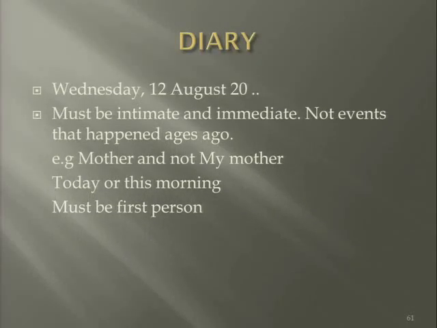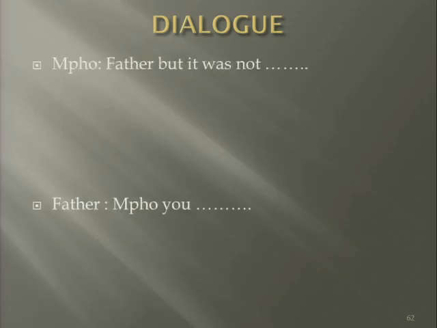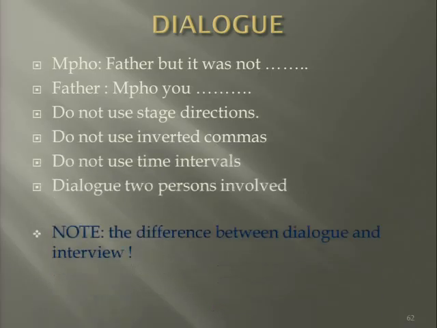And the format of your diary. You always have to indicate the day, the date, and the year. For example, Wednesday, the 12th of August in 2014. It must be intimate and immediate, not events that happened ages ago. And you refer to people who are close to you as though you were addressing them, not like "my mother did this and this." You just say "Mother did this and this." And it must be very recent. Now, I just want to go to the last line of this.